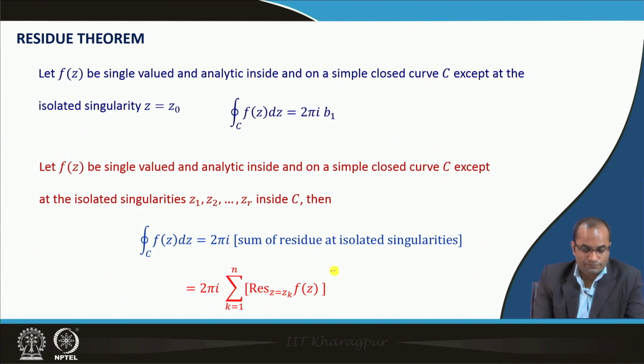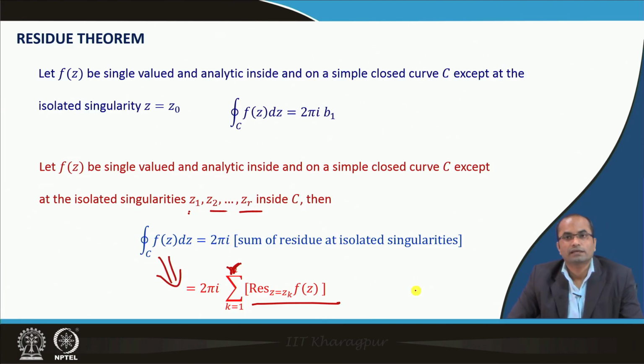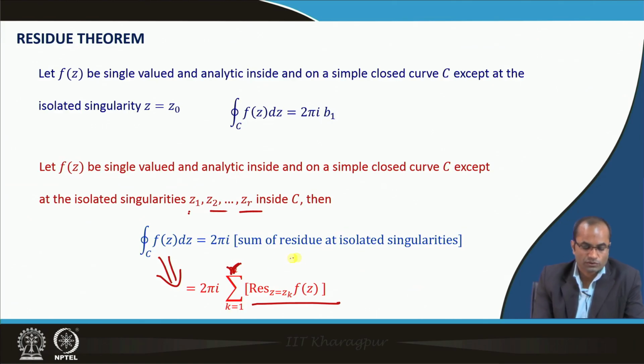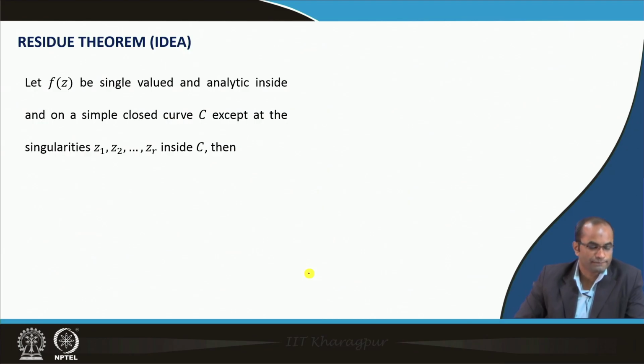So, we have this formula, k from 1 to r, because we are taking z 1, z 2, z 3, up to z r, and then this residue, and the value of this integral can easily be evaluated using the residue theorem. How this residue theorem comes about, we will give just some idea here.